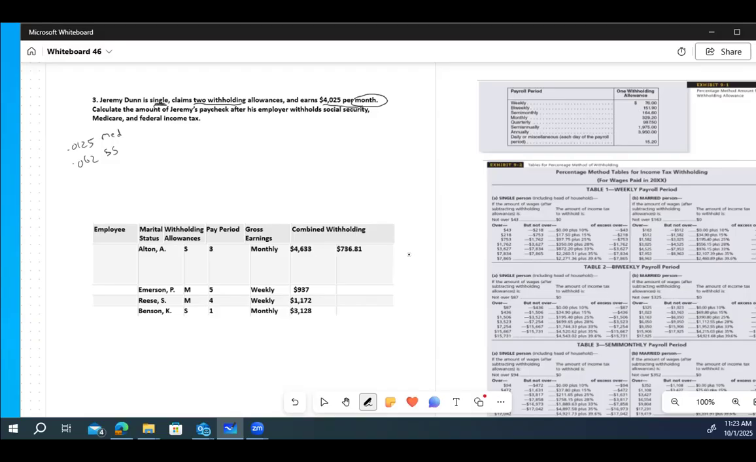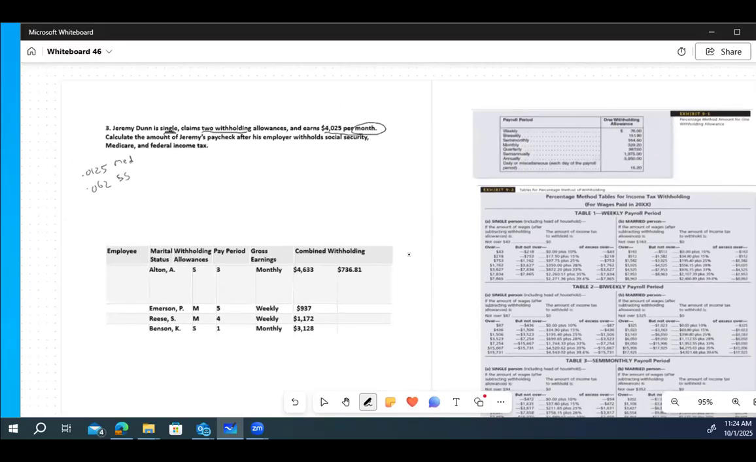And so we're going to first figure out his federal income tax, FIT, and then we're going to figure out his Medicare and his Social Security. And they're asking, what is his paycheck going to be after all that's deducted? So this is kind of putting it all together. So we'll start by looking at his federal income tax. Again, he has two withholdings, and he gets paid monthly.